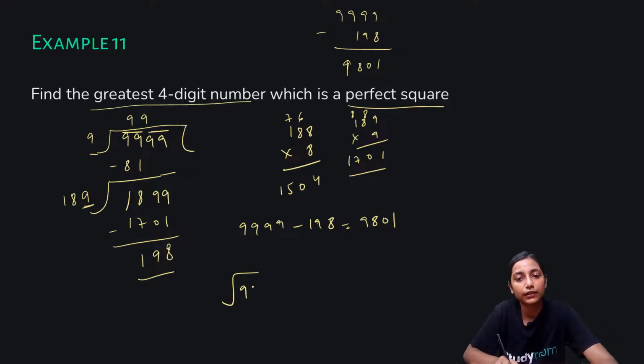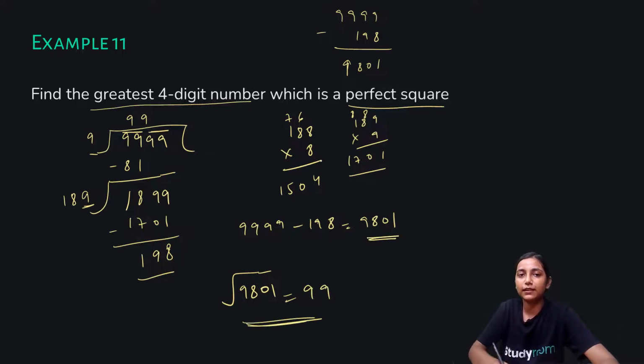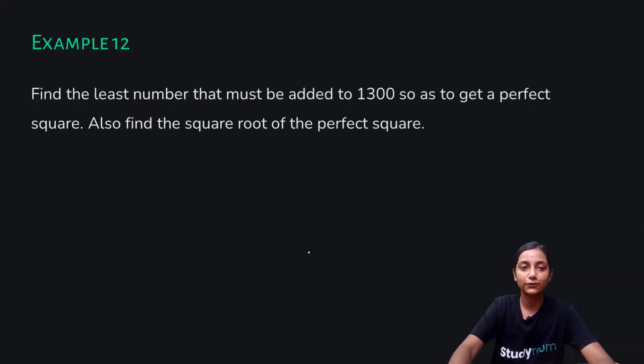I'm doing some extra part here, this is not asked in this question. The square root of 9801 will be 99, the quotient here. So this is the greatest 4-digit number that is also a perfect square, that is 9801, and its square root is 99. This is how you do these questions.